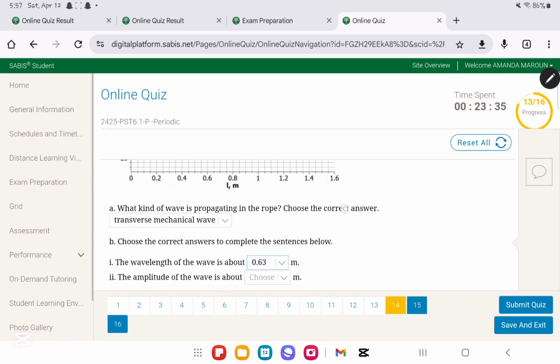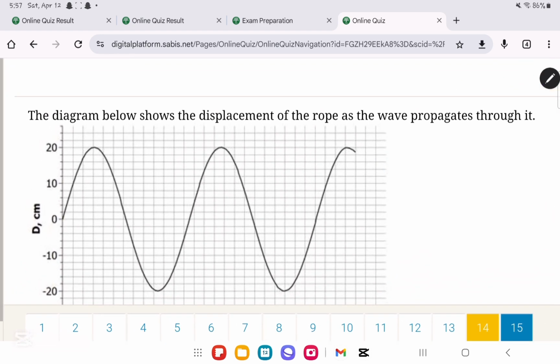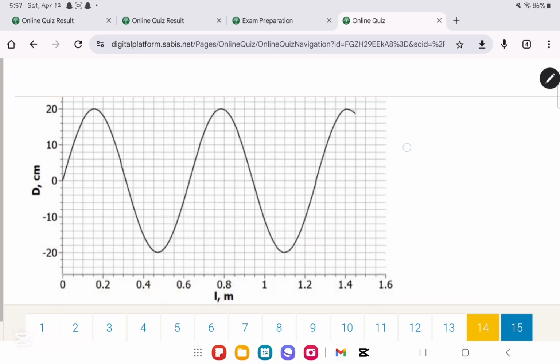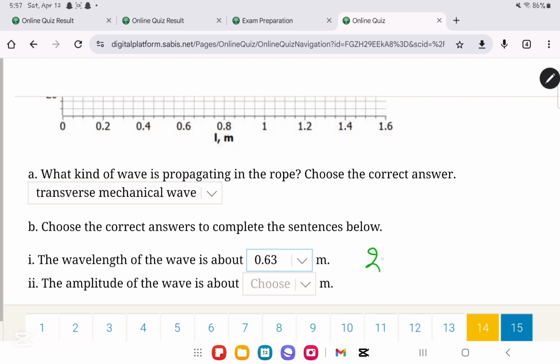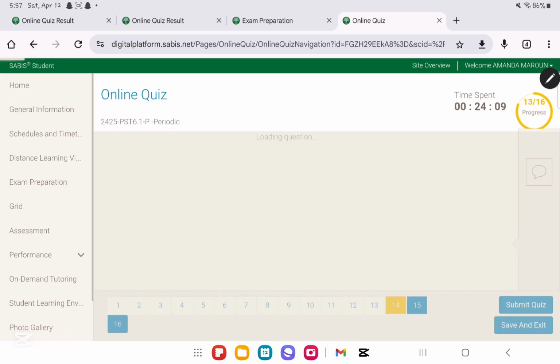Now they need the amplitude of the wave. The amplitude of the wave is always the highest point. So as you can see, this is the amplitude of the wave, which is 20 centimeters. However, they need it in meters. To change it to meters, you're going to divide by 100, and you will get the answer to be 0.2 meters. So the answer over here is 0.20 meters.